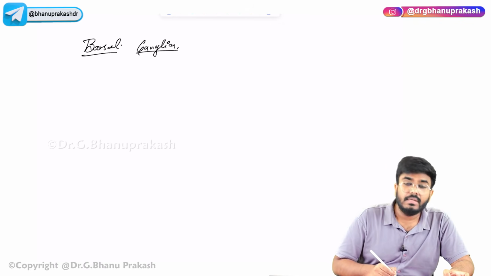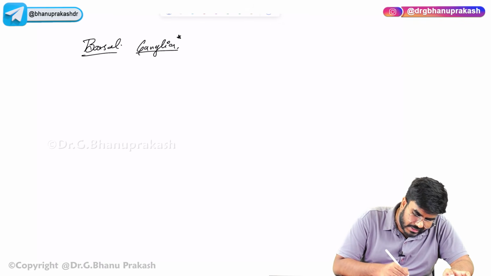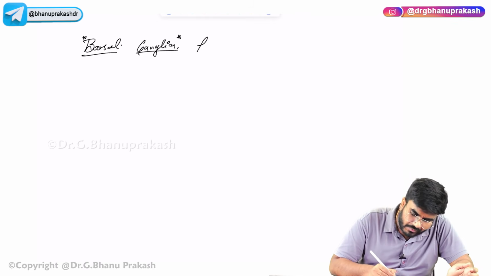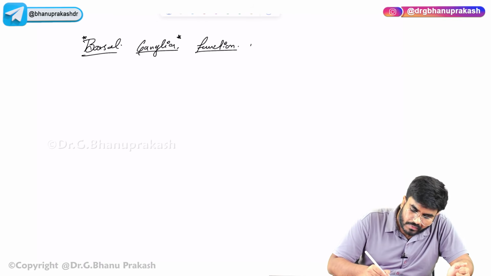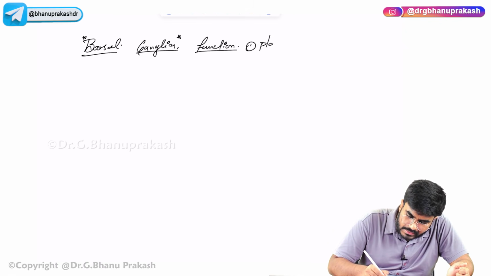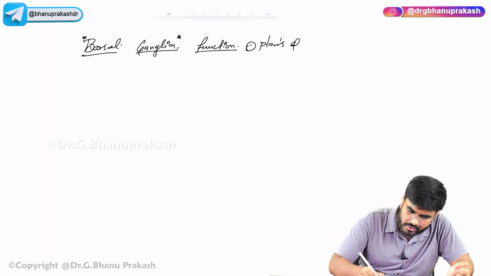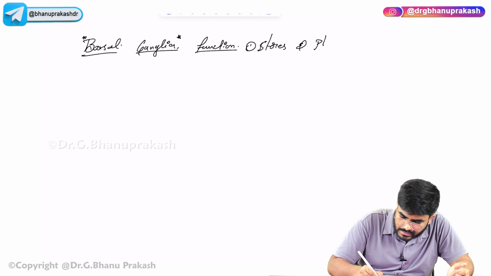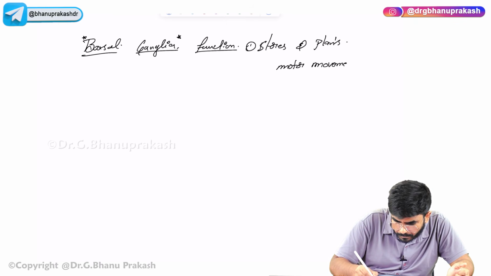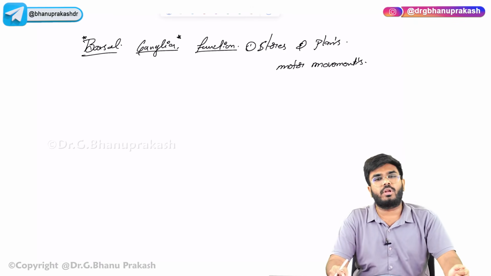Okay, basal ganglia. In the topic of basal ganglia, what I want you to know is, what is the function? The function of the basal ganglia is it stores and plans motor movements. Okay, it stores and plans the motor movements.